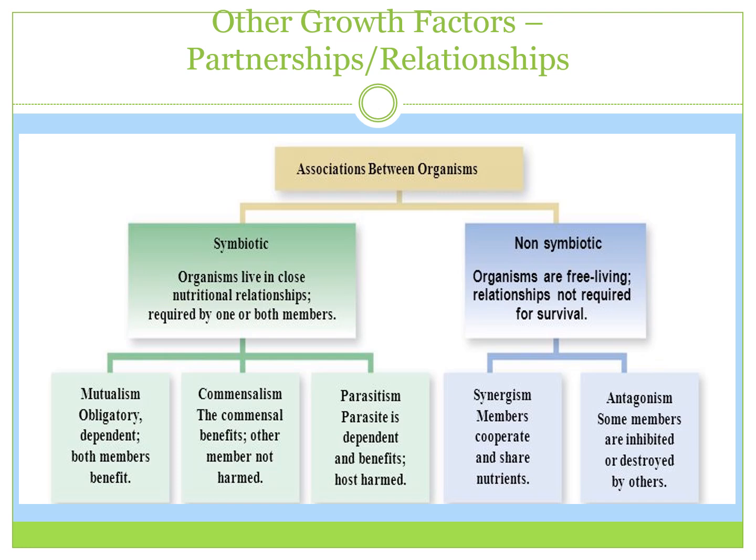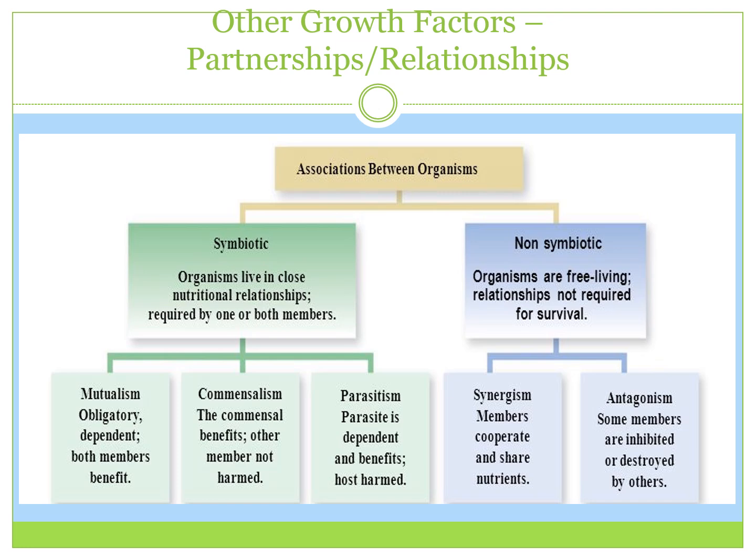And it is required by one or both members. So we have mutualism, commensalism, and parasitism. Those are types of symbiotic relationships. Mutualism is where both members will benefit in this symbiotic relationship, whereas in commensalism, only one member is benefiting from the relationship while the other one is not harmed, but is not benefiting from the relationship.